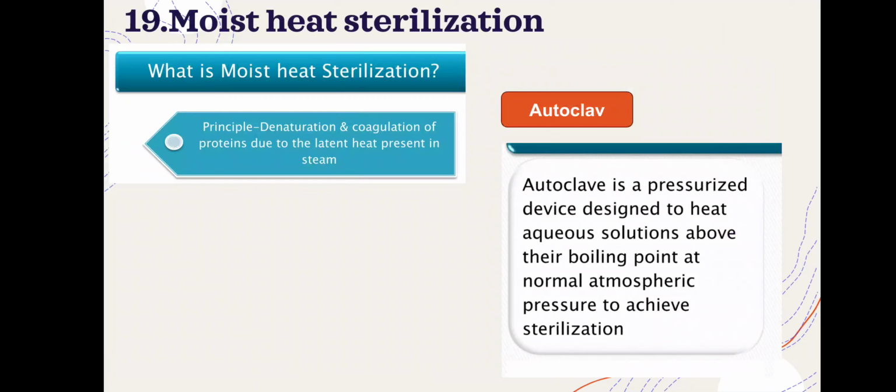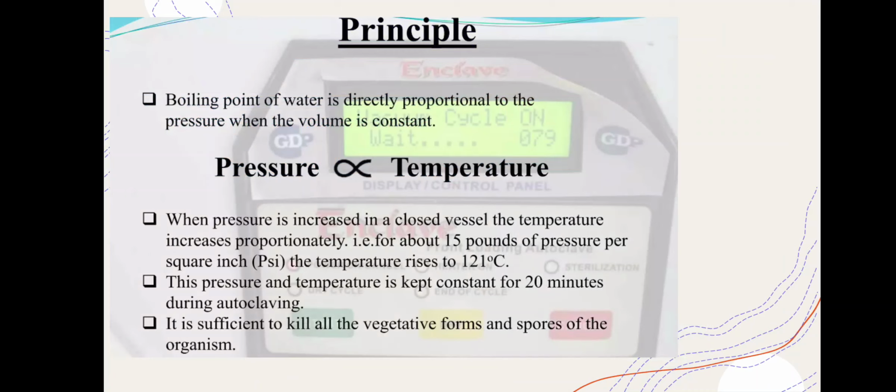Autoclave is a pressurized device designed to heat aqueous solutions above their boiling point at normal atmospheric pressure to achieve sterilization. Principle: the boiling point of water is directly proportional to the pressure. Greater the boiling point, the pressure is more when the volume is constant. Pressure is directly proportional to temperature. When pressure is increased in a closed vessel, the temperature increases proportionally.